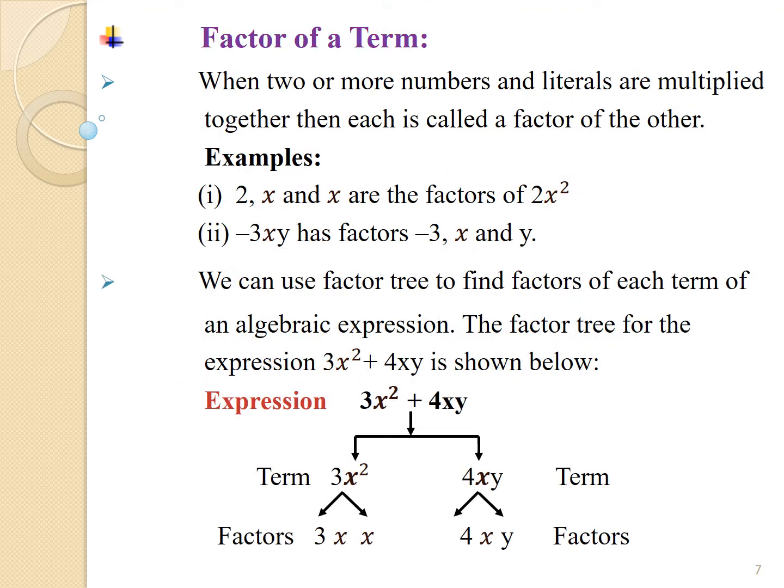Factor of a term. When two or more numbers and literals are multiplied together, then each is called a factor of the other. Examples: 2, x, and x are the factors of 2x squared. Example 2. Minus 3xy has factors minus 3, x, and y.